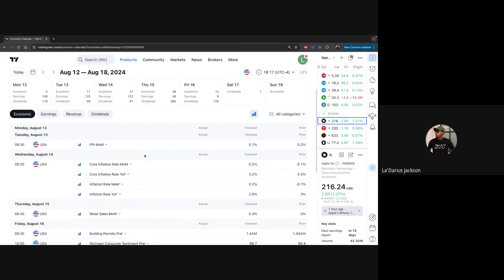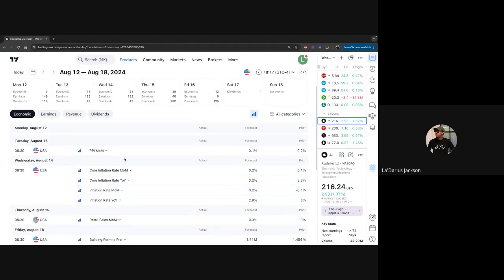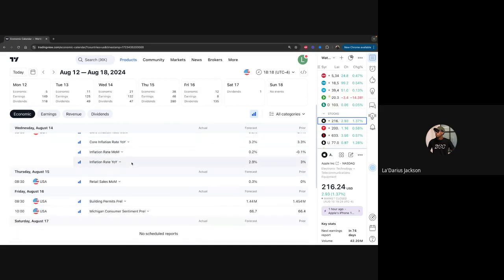So we got Tuesday, we got a PPI. Wednesday, we have core inflation rate and inflation rate. So these are going to be important as well. So Tuesday and Wednesday, just be ready for some volatility. When I say volatility, that could be up or down. It's just going to be volatile. It's going to be a bumpy ride going into Tuesday and Wednesday because of these two reports.